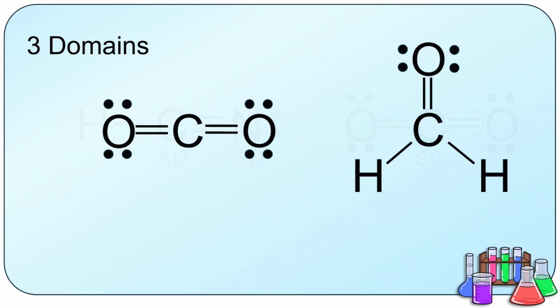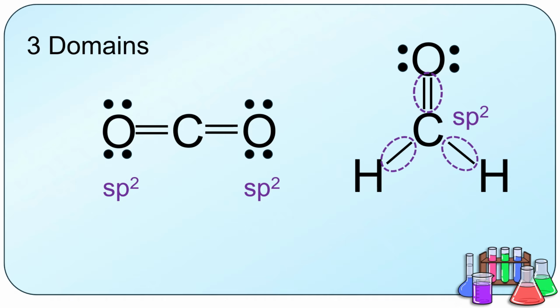Now let's look at three domains, like this oxygen in carbon dioxide. The first orbital to contribute to domains is s, and the rest are p, so this oxygen is sp2 hybridized. Same thing with this other oxygen. Take a look at the carbon in formaldehyde. It has three domains. First orbital to contribute is s, and the rest are p, so it is also sp2 hybridized. All atoms with three domains are sp2 hybridized.